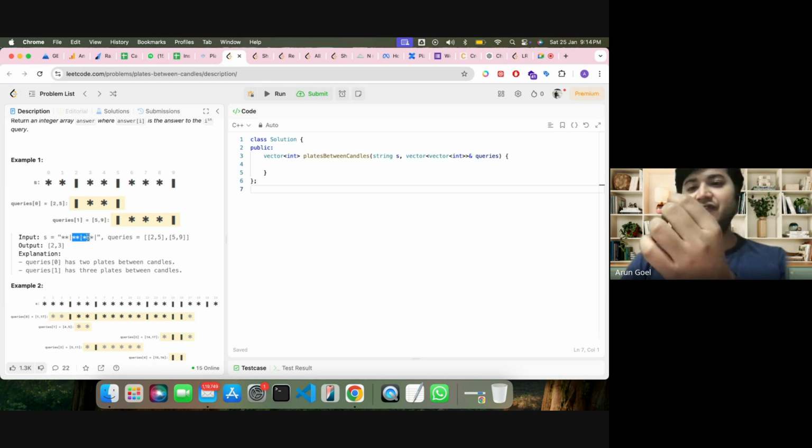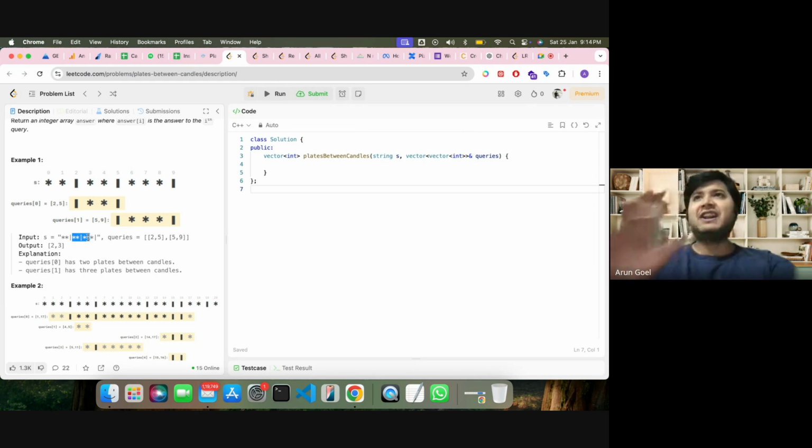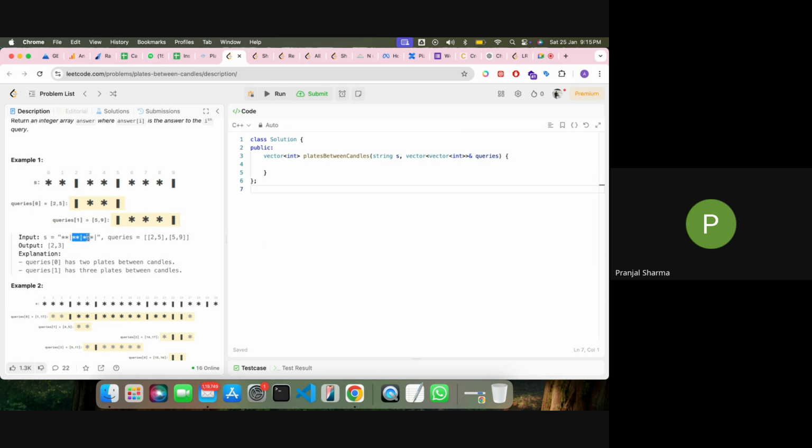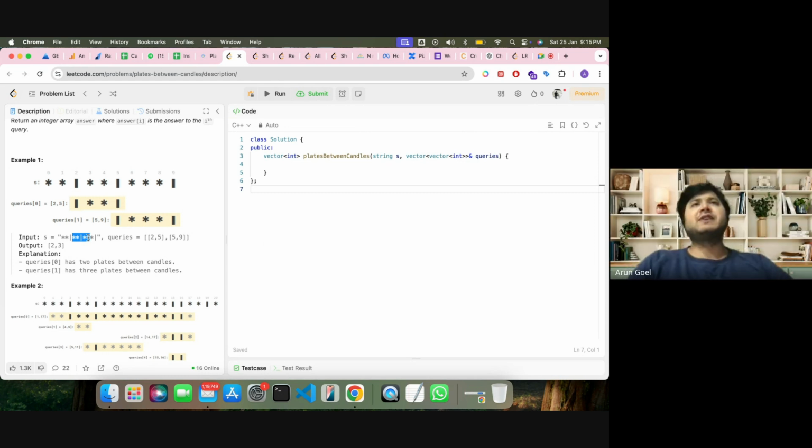Or if not this, can I get to know where my leftmost candle and rightmost candle are? If I get to know that, don't you think between those two my number of plates can be counted? Yes or no? Oh, yes. So prefix sum for plates and an array for storing candle indexes. Compute the prefix of both things.